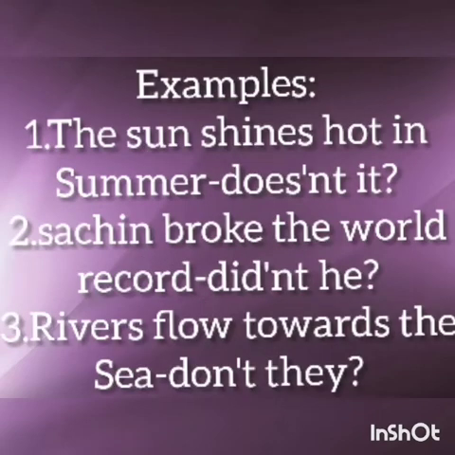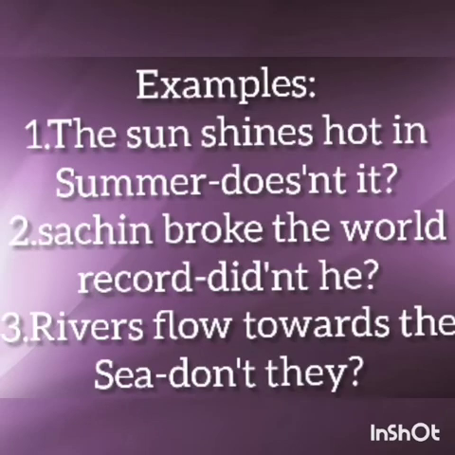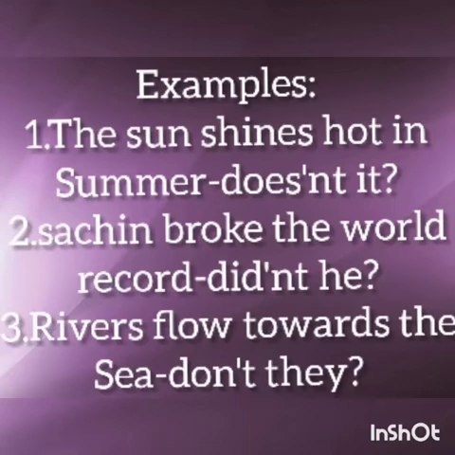Let's discuss some examples. First one: the sun shines hot in summer. So what is the rule? We have to see the tense form. If it is present tense and the subject is singular, does should be used. And if the subject is plural in present tense, do should be used. In the first sentence, the verb shines indicates it is present tense and the subject is the sun. So does is used. The question is positive, so the answer should be negative.